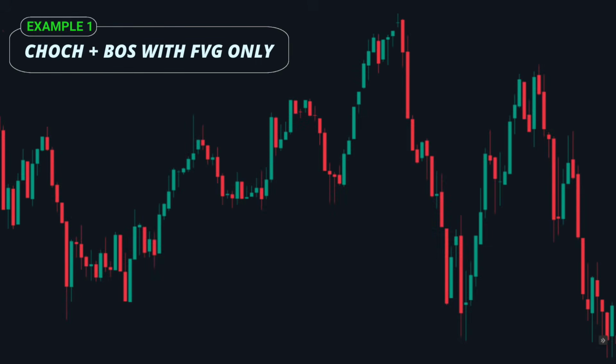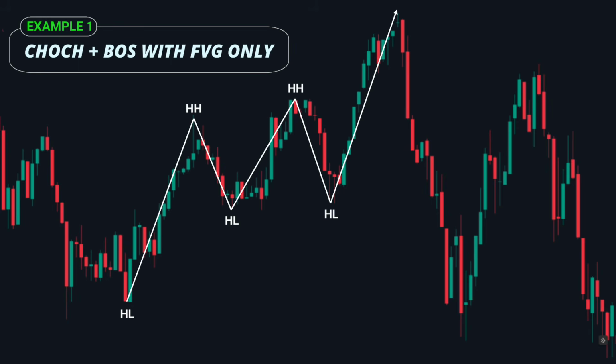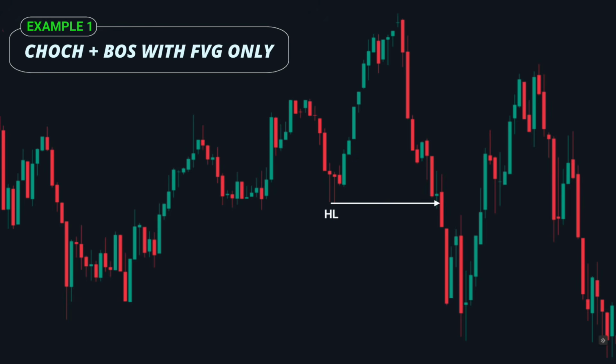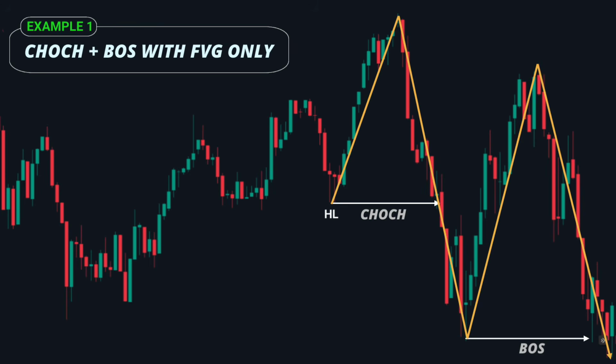Example 1. CHOCH plus BOS with FVG only. Let's walk through this in a downtrend. Price has been moving higher, forming a series of higher highs and higher lows. At some point, the most recent higher low gets broken to the downside. That is the change of character, the very first signal that bullish momentum is weakening. After that, price extends lower and breaks the next significant swing low. That confirms a BOS, and now the market is establishing a bearish direction.